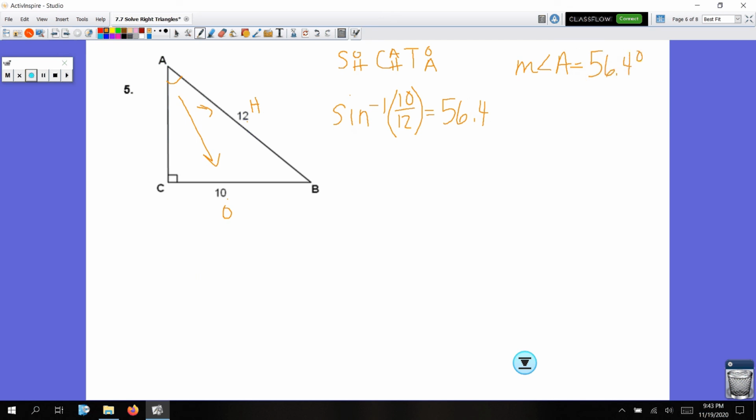Right? The measure of angle B is just a simple subtraction away. That's nothing we can't handle, right? The measure of angle B is nothing more than 90 minus 56.4 degrees. It gives us 33.6.